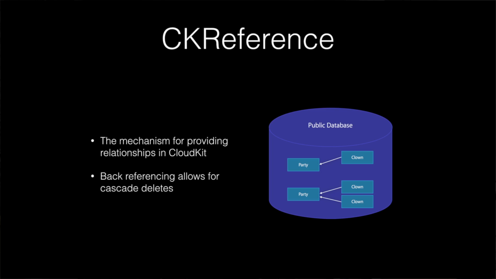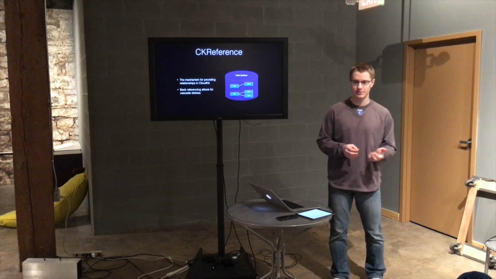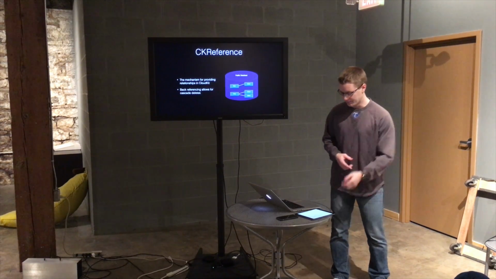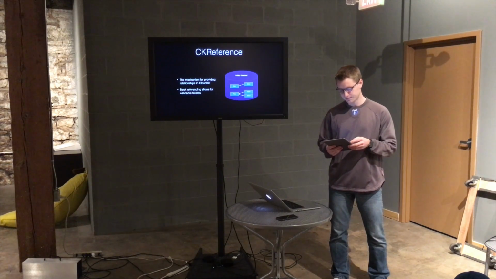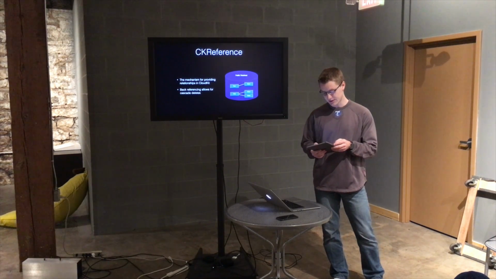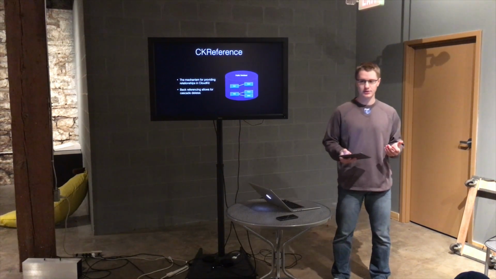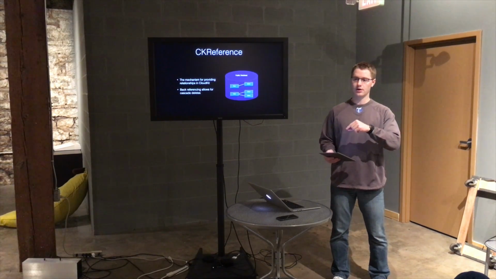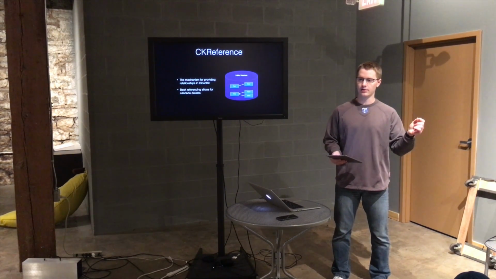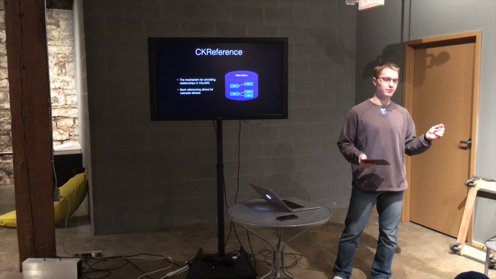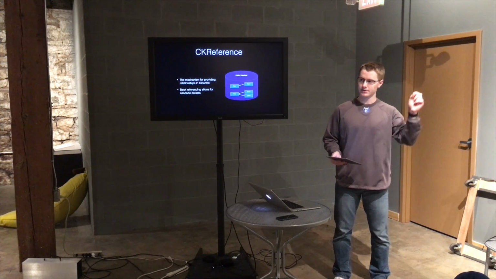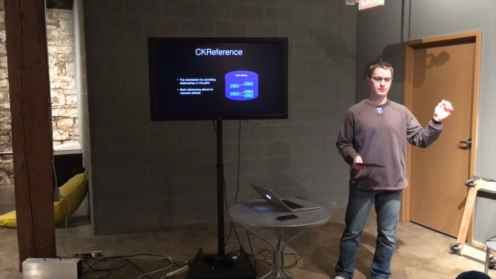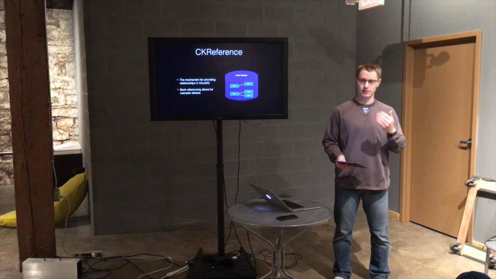CKReference is the mechanism that CloudKit uses to define relationships between records. Apple suggests that you use back references. So children have references to their parents, and that allows Apple to cascade delete any records when their parents get deleted. So if a parent record gets deleted, it can automatically go in and delete the children records.